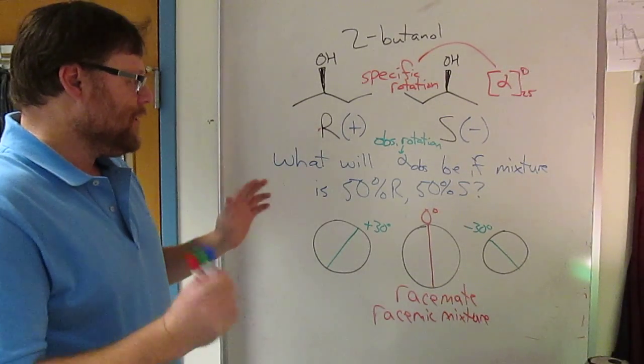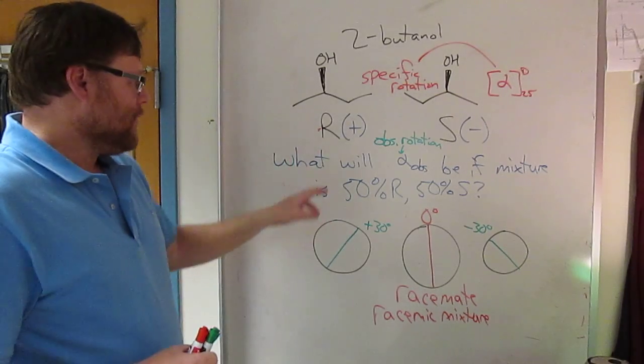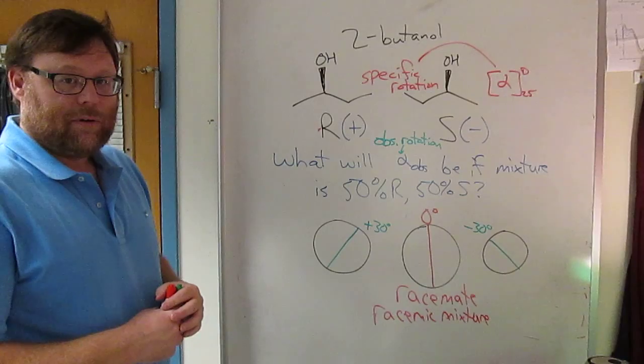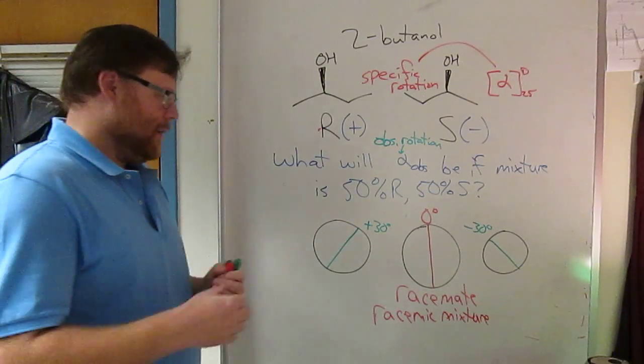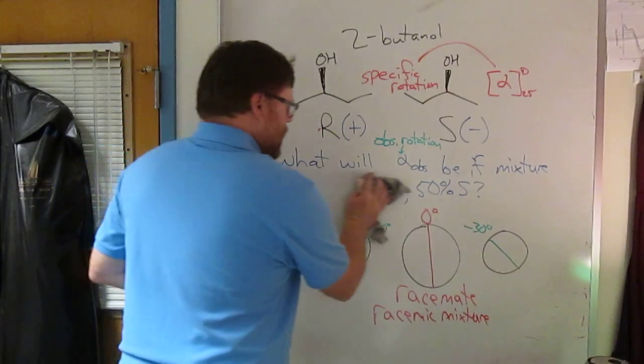So anytime you have 50-50 R and S, or 50-50 two enantiomers, 50% plus, 50% minus, you have a racemic mixture or a racemate. Okay, one last go. Hit pause if you want.